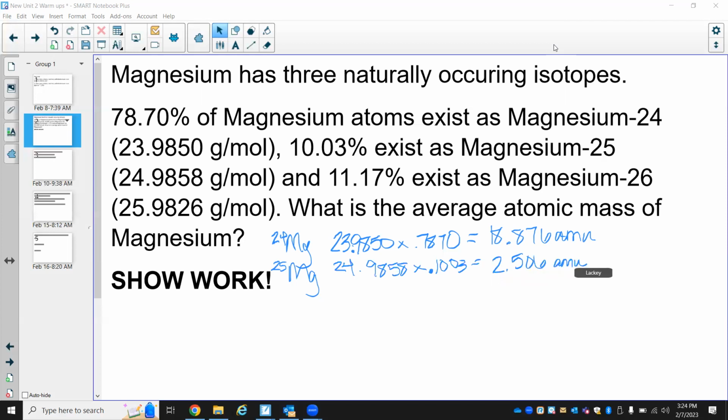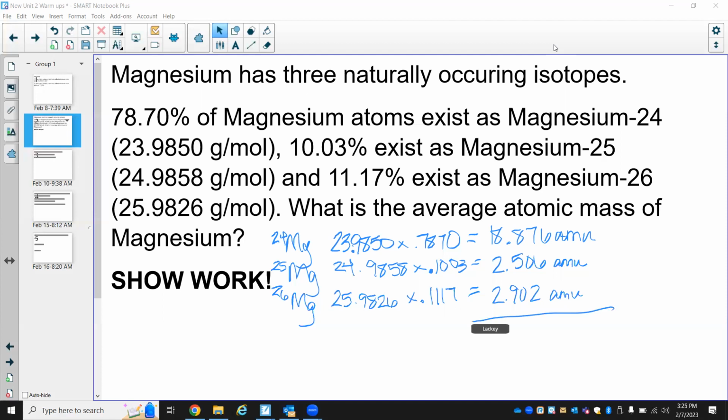And then we're going to do the same thing for magnesium 26, which has a mass of 25.9826. Multiply that by the percentage, the 11.17, but move the decimal twice, so 0.1117. So that isotope has a relative mass of 2.902 AMUs. So we have the relative masses of each isotope.